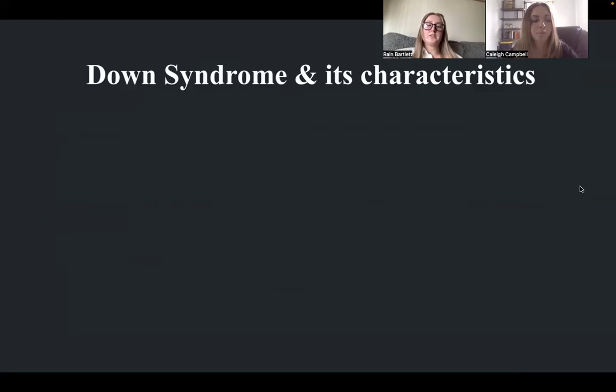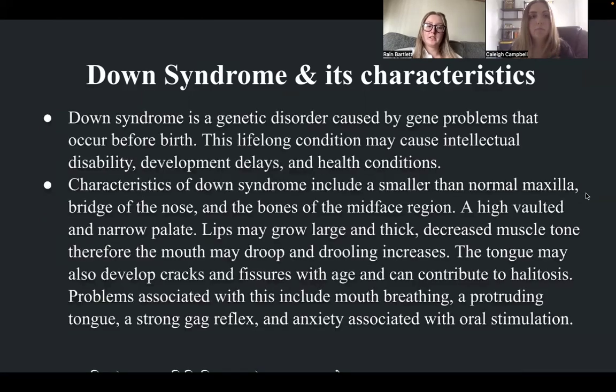Moving on to Down syndrome and its characteristics. Down syndrome is a genetic disorder caused by gene problems that occur before birth. This is a lifelong condition that may cause intellectual disability, developmental delays, and health conditions. Characteristics of Down syndrome include a smaller than normal maxilla, bridge of the nose, and the bones of the midface region. So these are all going to be smaller than normal.